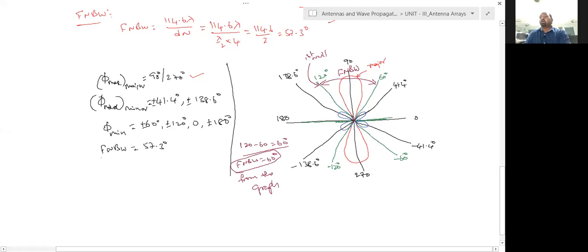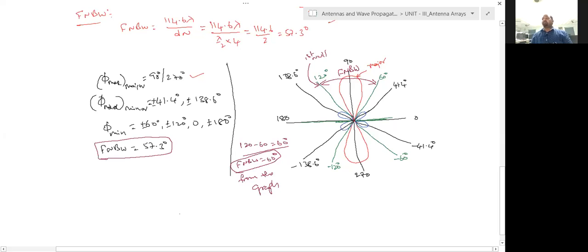But using the mathematical equation, how much did you get? 57.3 degrees. So the mathematical equation gives the exact, accurate value. Therefore 57.3 degrees is the first null beam width.